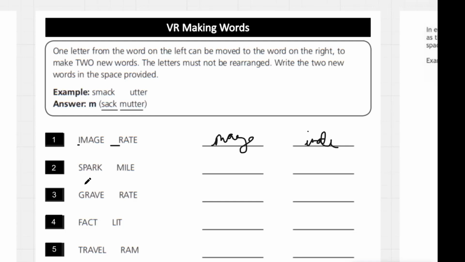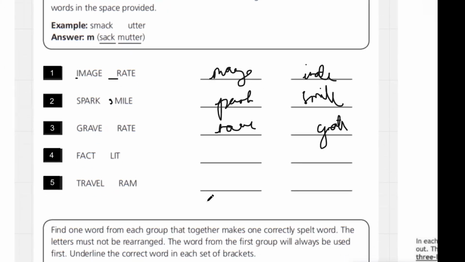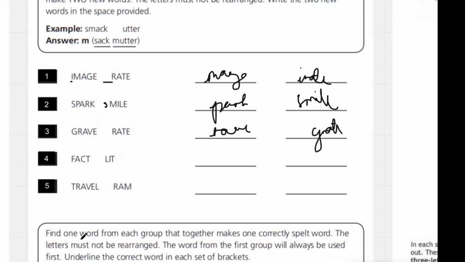Question number 2, if I change the S and I put it over here, I get park and smile. Question number 3, when I change the G, we get rave, which is like a party, and grate, if you grate some cheese. Question number 4, if I do F, we can get act and flit, which is sort of like a butterfly flits around. Question number 5, I can change T from travel to make ravel and tram.